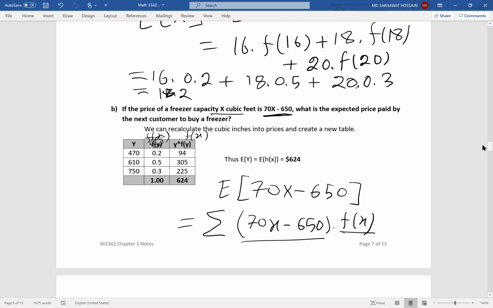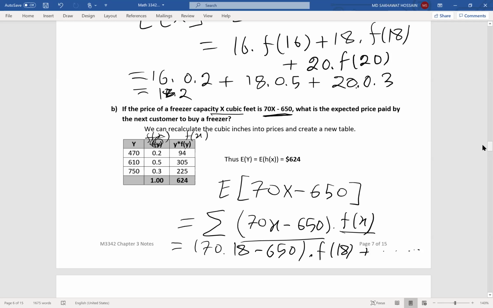So one way is, since we have three values here, you can just plug in all three values. The first one is 16, actually. So you can plug in all three numbers for x here, for example 70 times 18 minus 650 times f of 18, and add them together.